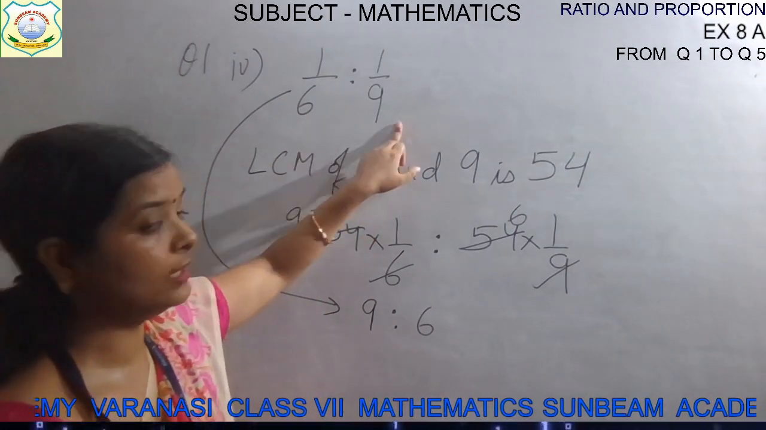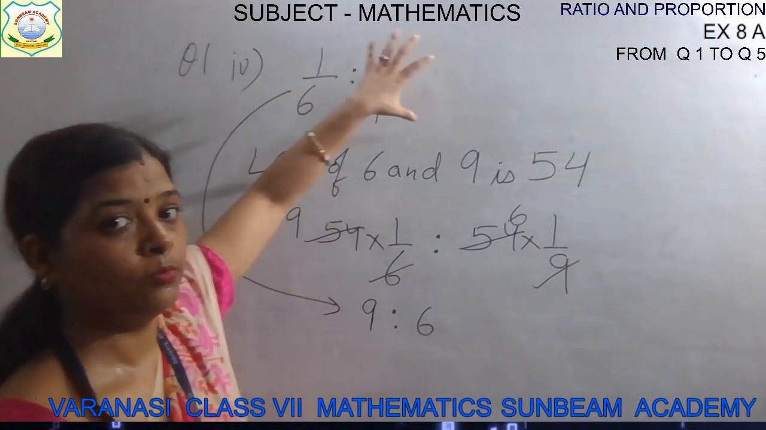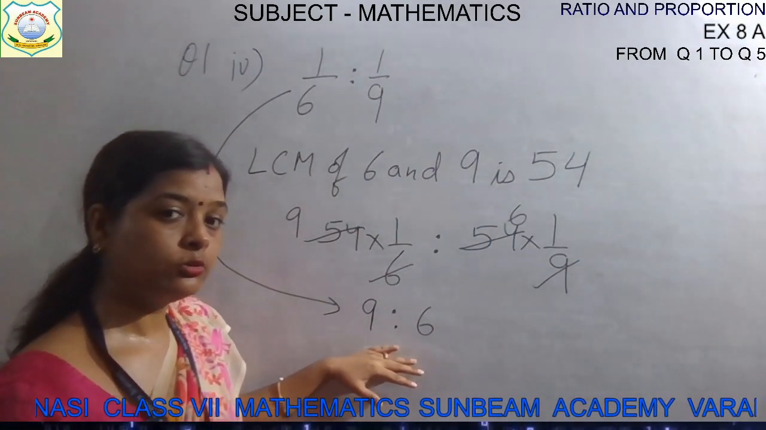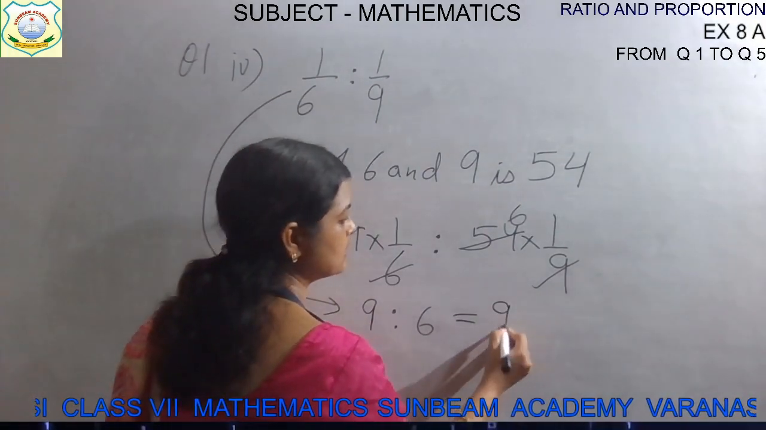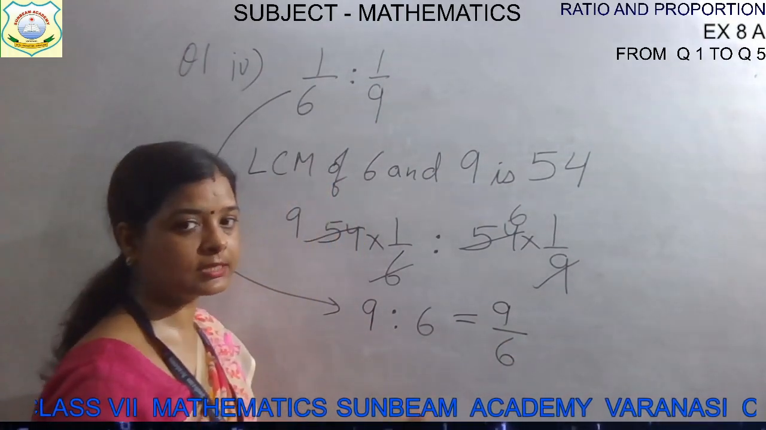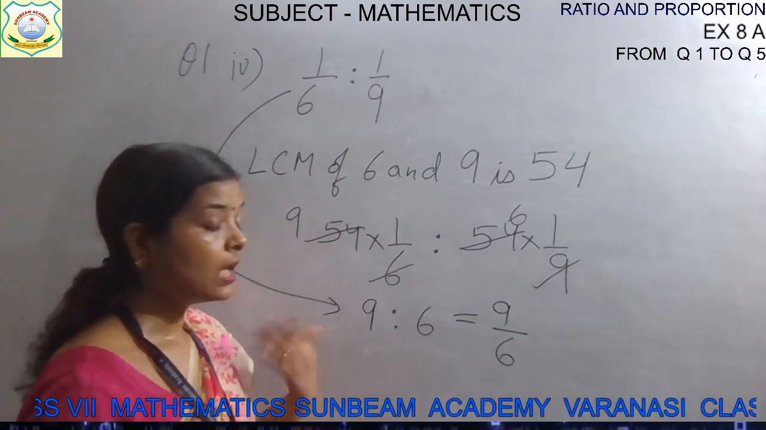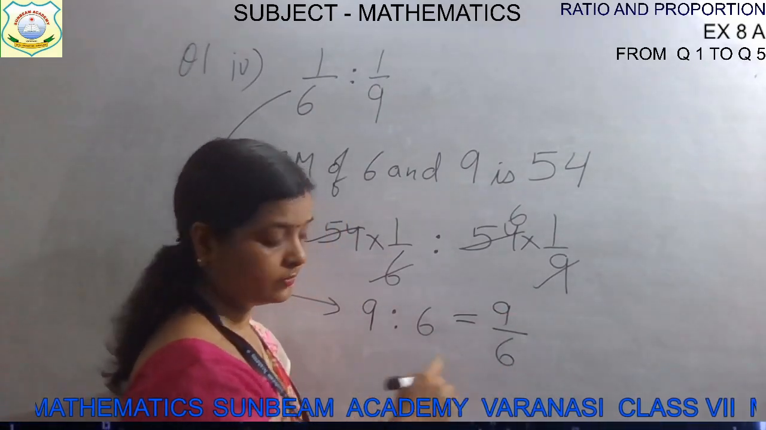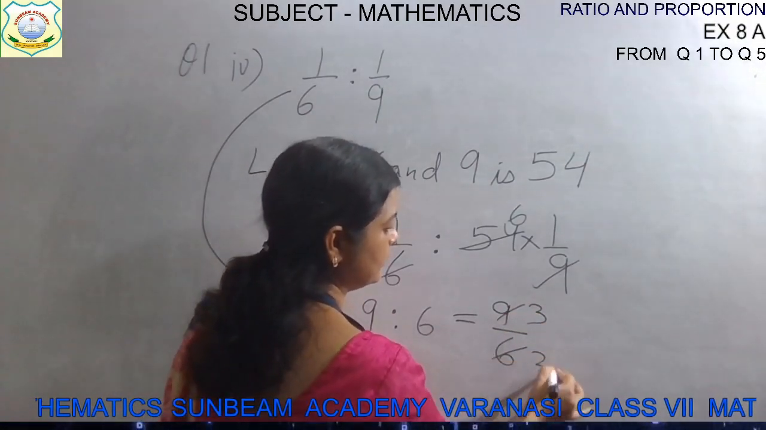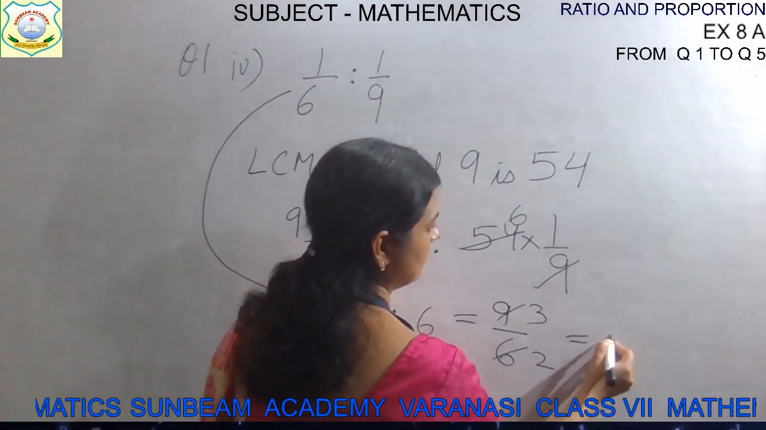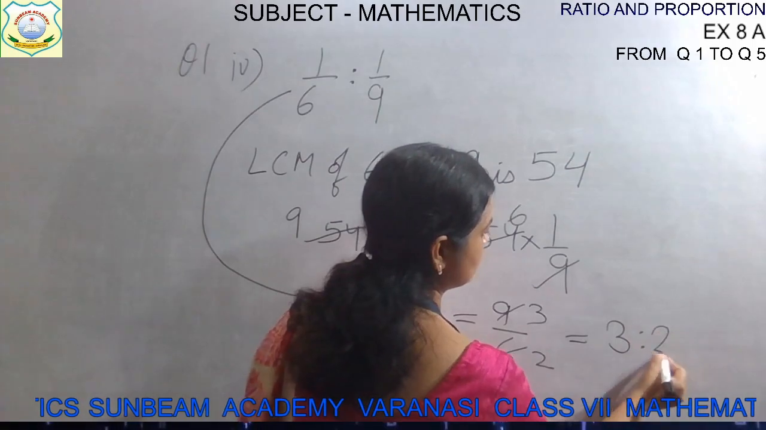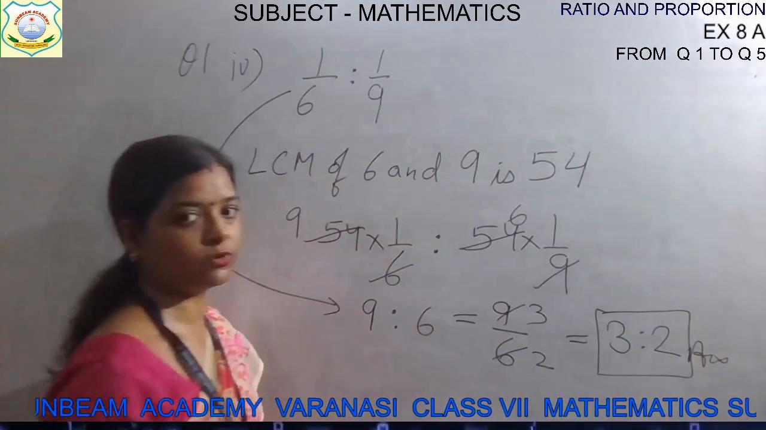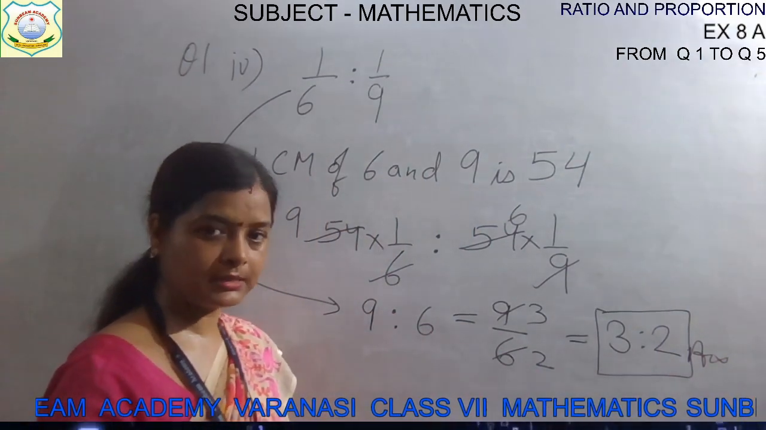Take the LCM of the denominator, multiply it to both the numbers, then you will get the ratio in this form. But it is not in simplest form. Now to make it in simplest form, 9:6 can be written as 9/6. Now simplify, children, how? 3 3s are 9 and 3 2s are 6. So this will be written as 3:2. This is the answer. Now it is in simplest form. 3:2 cannot be further simplified.